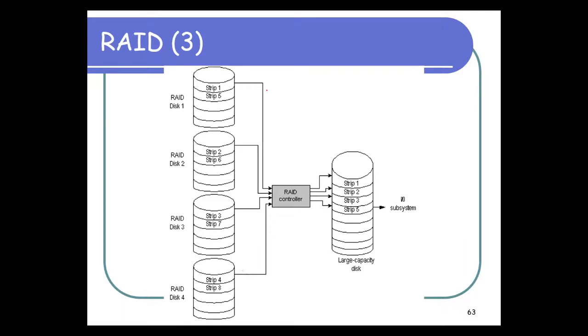Alright. So you have here strip 1, strip 2, large capacity disk. The software coordinates the transfer of data from the disks in the array to the large capacity disk that is connected to the input-output system. The OS sees this configuration as one large capacity disk. So this is a RAID controller. So we have strip 1, strip 2, strip 3 and strip 4, strip 5.